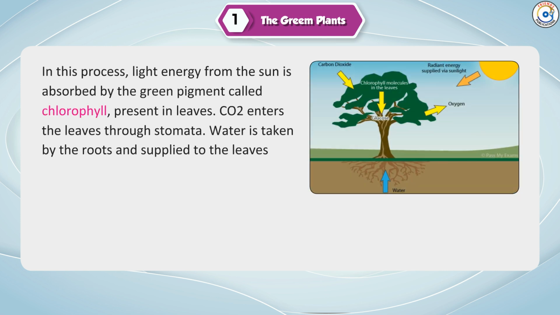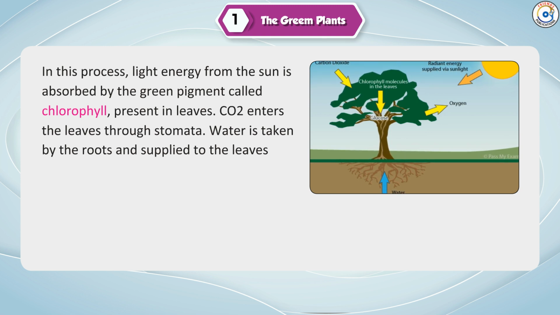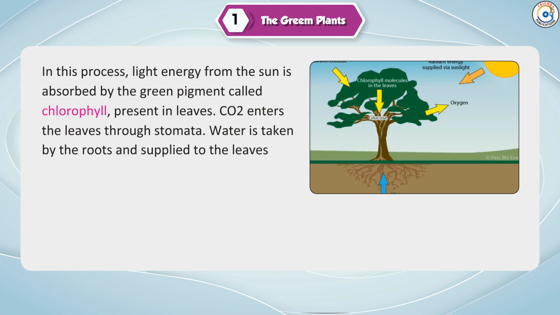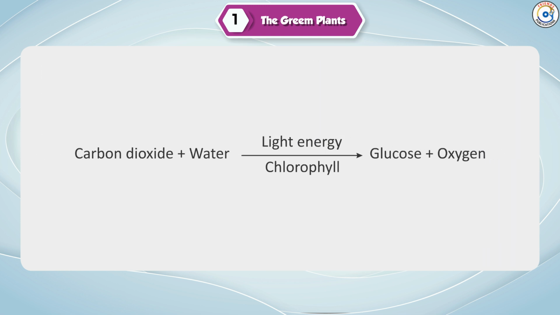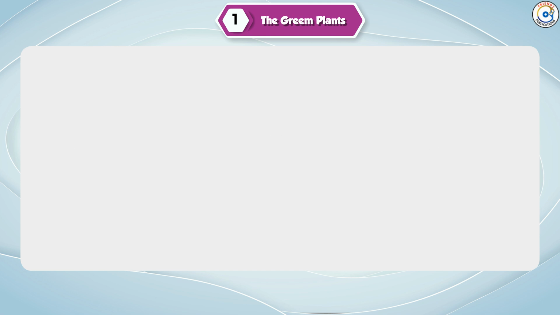In this process, light energy from the sun is absorbed by the green pigment called chlorophyll present in leaves. Carbon dioxide enters the leaves through stomata. Water is taken by the roots and supplied to the leaves. Light energy from the sun allows the production of glucose, that is food, by the reaction between carbon dioxide and water. Oxygen is also produced as a byproduct. Carbon dioxide plus water in the presence of light energy and chlorophyll gives glucose plus oxygen.